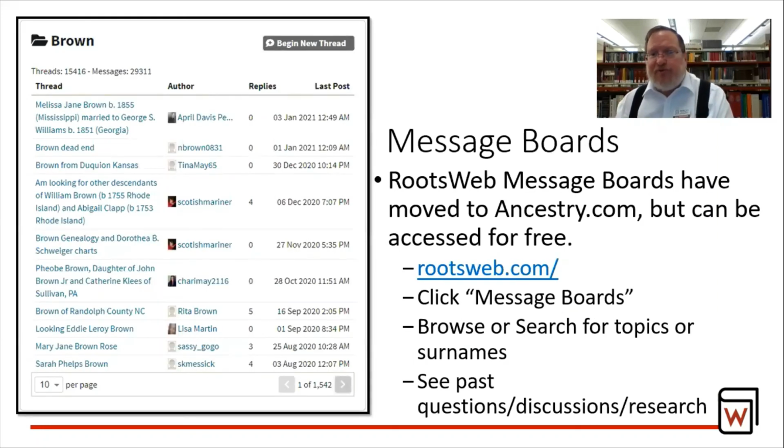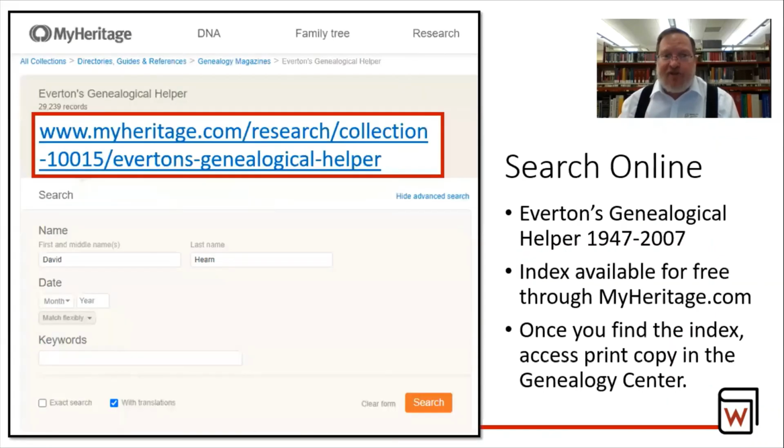Message boards. RootsWeb message boards were moved to Ancestry. You can still search these for free. Message boards are a place where, instead of doing the old-fashioned query, it's basically an online thread on a particular question, surname, place, or event.